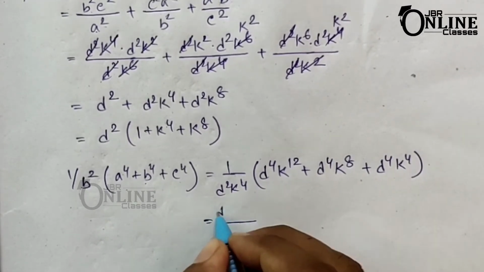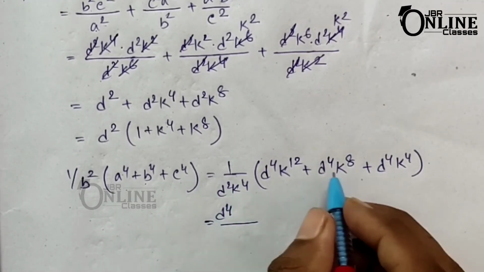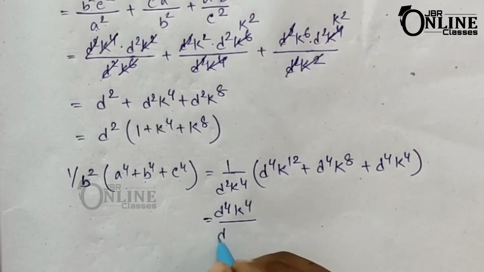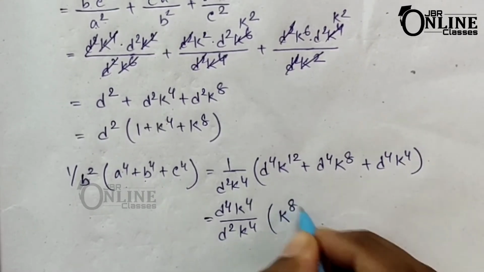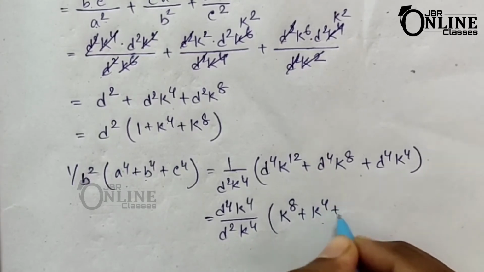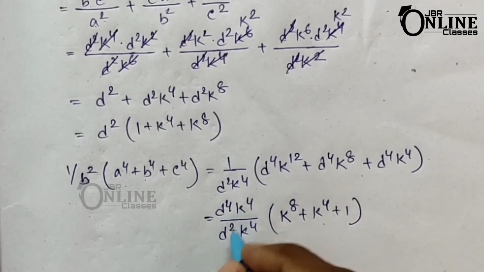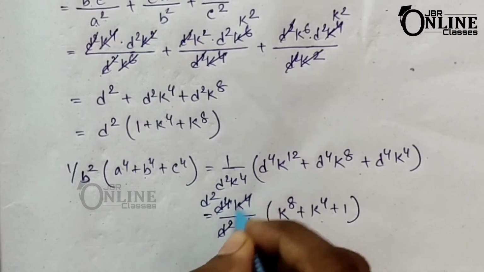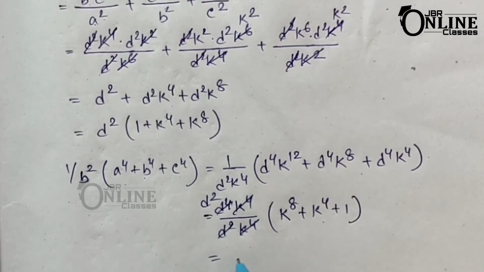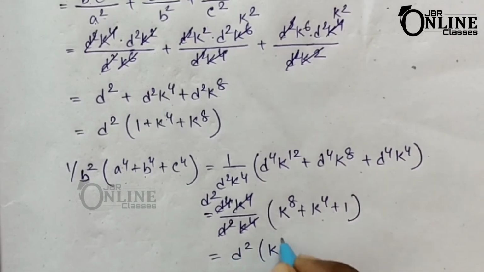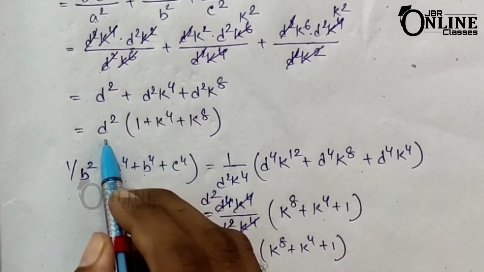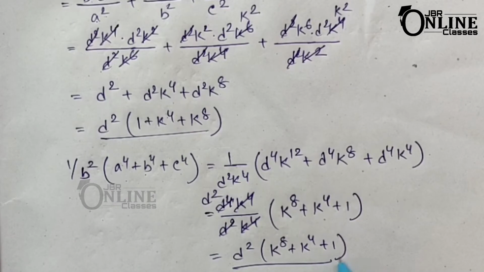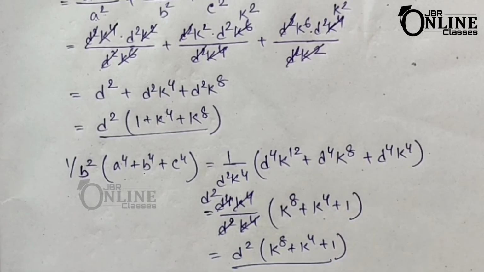So d to the power 4 and k to the power 4 will be common, so divided by d square k to the power 4, it will be k to the power 8 plus k to the power 4 plus 1. So here d square and k to the power 4 will be cancelled out. So finally d square into k to the power 8 plus k to the power 4 plus 1. So that is equal to the left hand side, and the left hand side equals the right hand side. So it's proved.